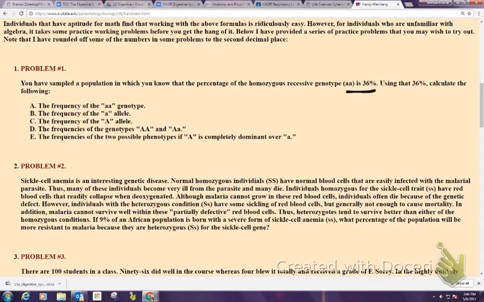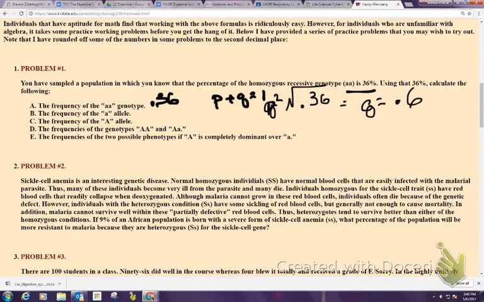It's giving you this number, so your frequency is 0.36 for your little a genotype. Then you do your P plus Q is equal to 1. So we have to take the square root of 0.36. This is my Q squared value, so Q is equal to 0.6. Then if my P plus Q is 1 and my Q is 0.6, my P value is going to be 0.4.